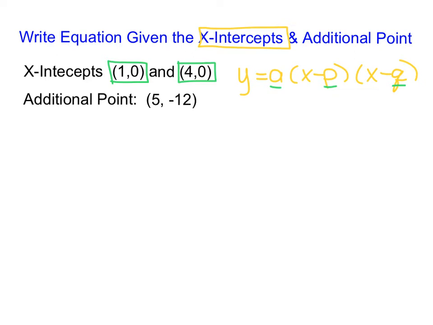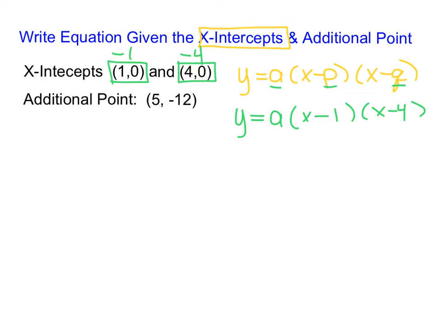Remember, (1, 0) and (4, 0) are found in this equation by taking the opposite of our x-intercepts and substituting them in. So here we have y equals our a value, and then this first x minus p is really x and negative 1 together. It's the opposite of 1. So it's x minus 1 in the first parenthesis, and then x minus 4 in the second parenthesis, because again it's the opposite of our intercept.